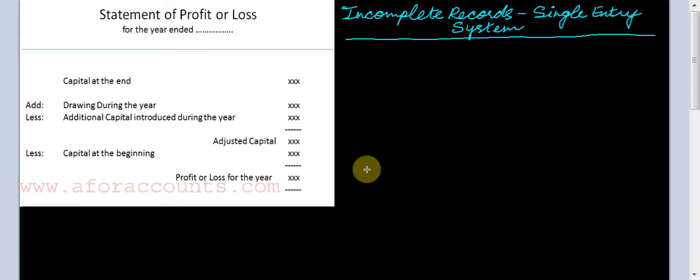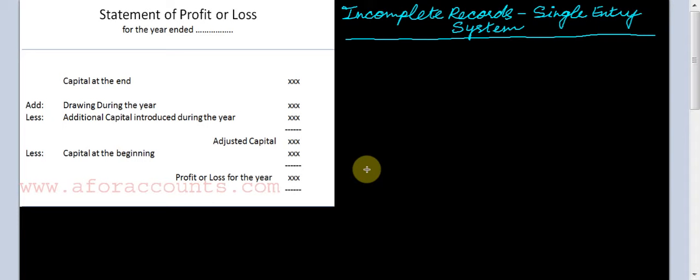Starting with a new chapter, incomplete records or single entry system. What is single entry system? Generally, you all know that we keep accounts on dual entry system. For every debit there is an equal amount of credit.